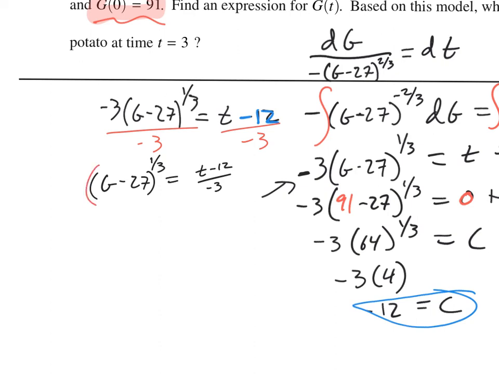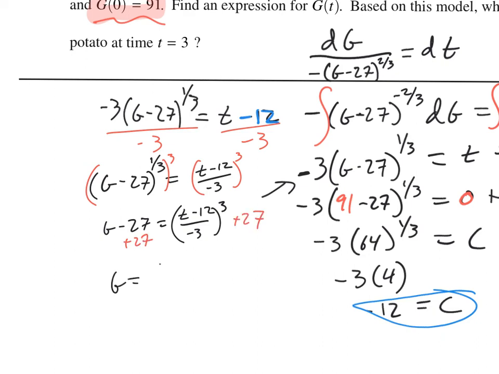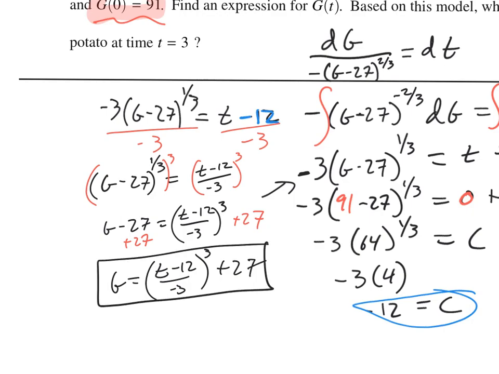I could raise everything to the 3rd power. And so I have g minus 27 equals ((t minus 12) over negative 3) to the 3rd power. And then I could add 27 to both sides, right? Okay, and so now I have g equals ((t minus 12) over negative 3) all to the 3rd power plus 27. Hey, you know what? That looks like an equation for g.